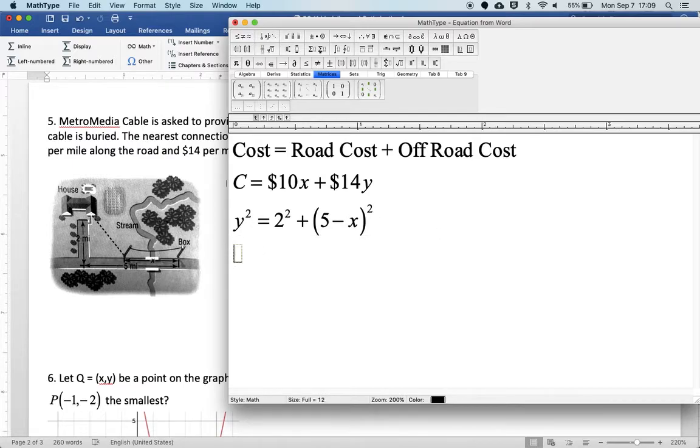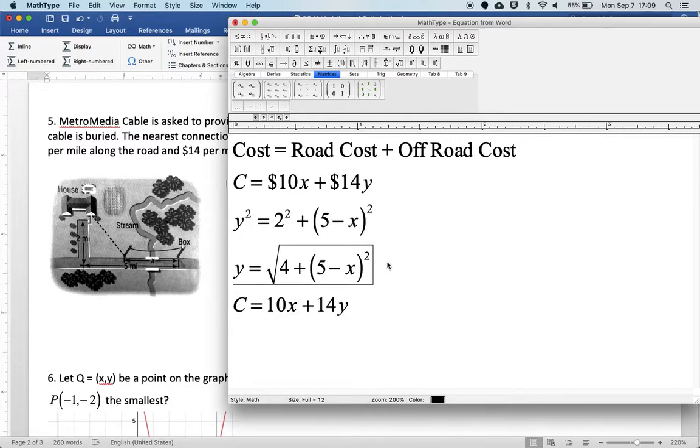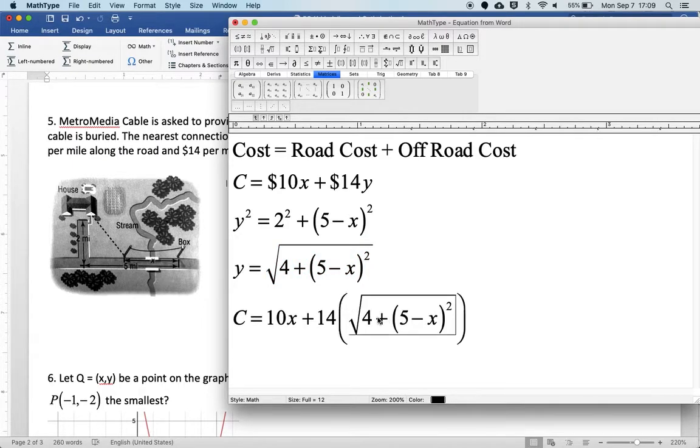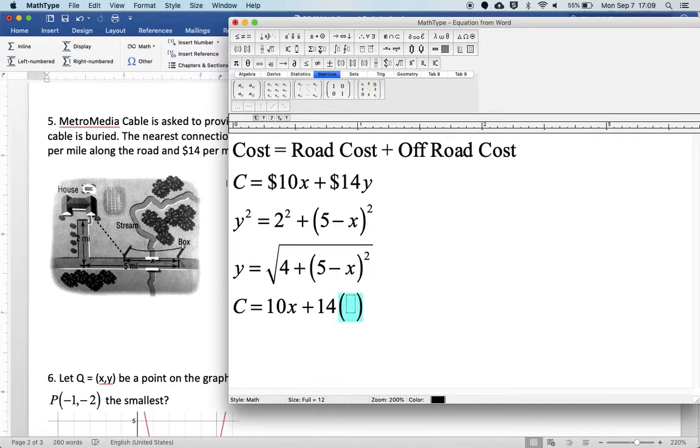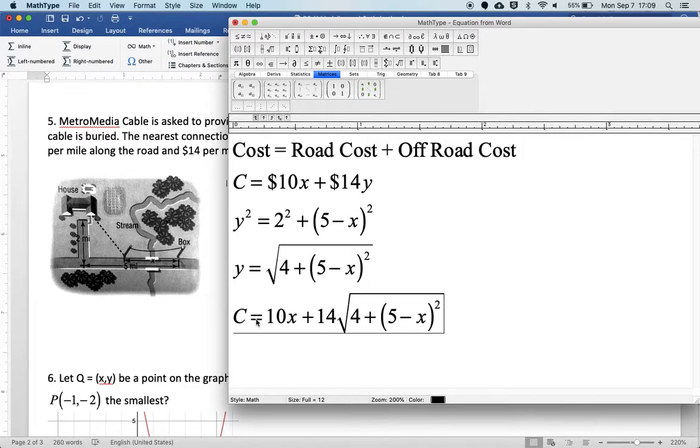So I'm going to rewrite this, solving for y. y would be the square root of 4 plus (5 minus x) squared. So there we have an equation that we can substitute for y. We go back to our cost function, 10x plus 14y, where y is that square root of 4 plus (5 minus x) squared. I don't need parentheses because the root does the grouping there. So we've got this function for the cost in terms of the distance we travel on the road.